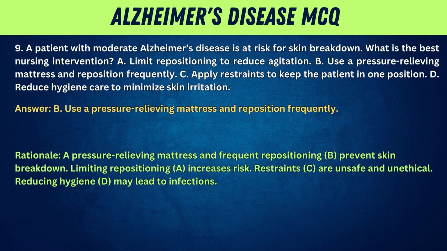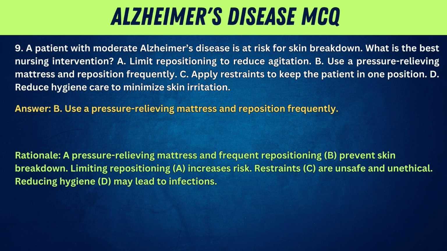9. A patient with moderate Alzheimer's disease is at risk for skin breakdown. What is the best nursing intervention? A. Limit repositioning to reduce agitation. B. Use a pressure-relieving mattress and reposition frequently. C. Apply restraints to keep the patient in one position.